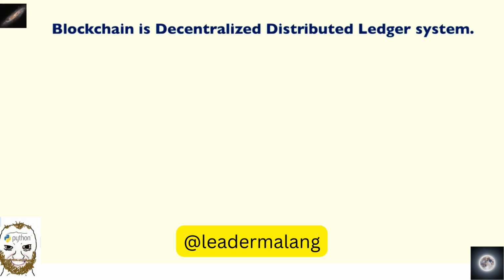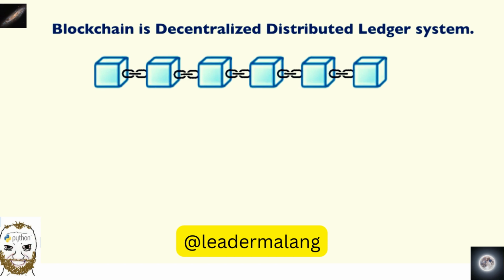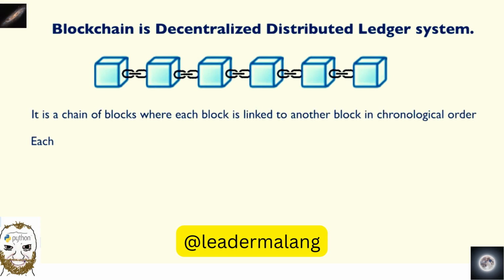Describe blockchain. A blockchain is a decentralized distributed ledger. It is a chain of blocks. Each block is linked to another block in a time-stamped chronological order. Each block stores transactions or data in a way that it is not possible to change or alter the data, and so it's an immutable ledger.